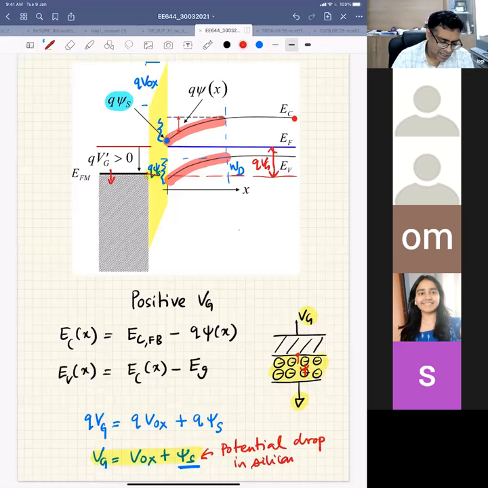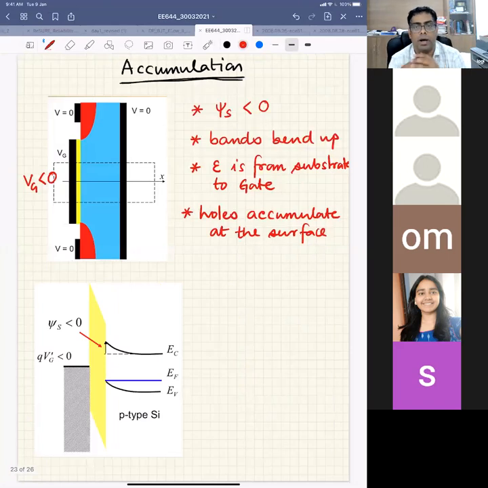Okay. So now we start with accumulation. Yesterday, we said accumulation means when you're applying negative voltage at the gate. So for an NMOS transistor, if you apply negative voltage at the gate, your holes will accumulate at the surface, and that condition we call accumulation.